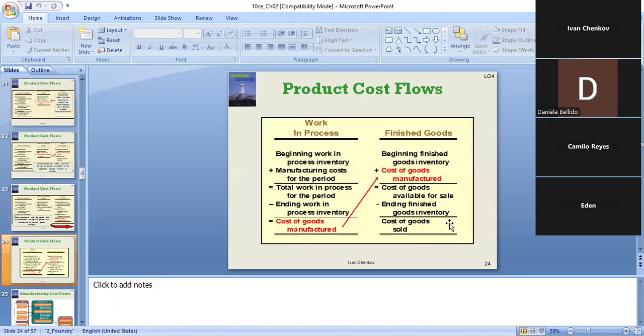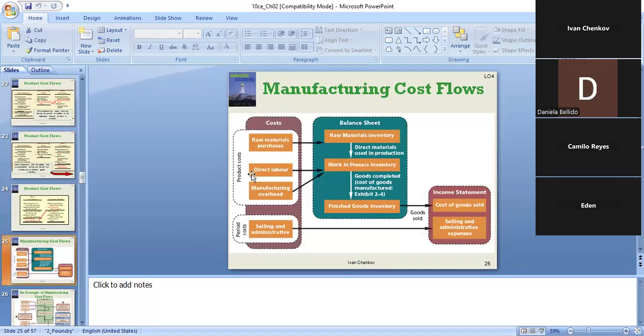Once I get the cost of goods manufactured, they're going to go to the finished goods. But in the finished goods account, I'm going to start with the beginning balance of the finished goods plus the cost of goods manufactured. That's going to give me cost of the finished goods available for sale. Once I deduct the ending balance, I'm going to get cost of goods sold. So how exactly is the cost flowing?